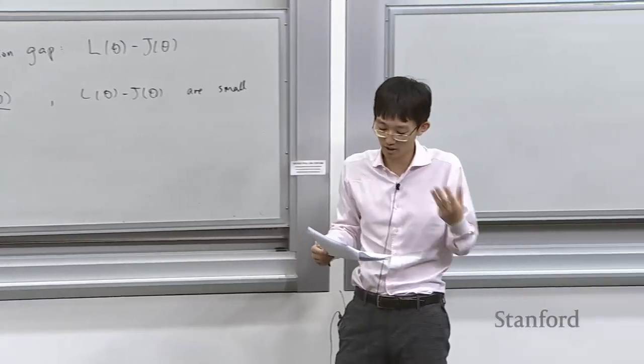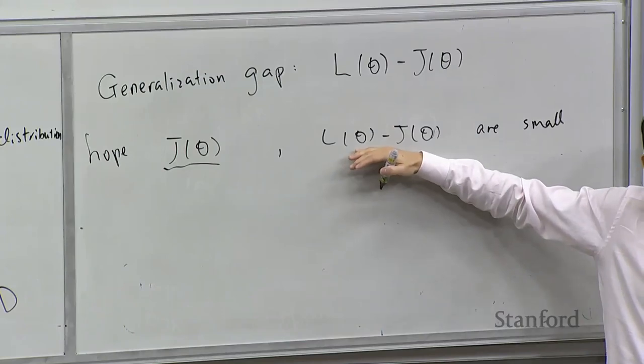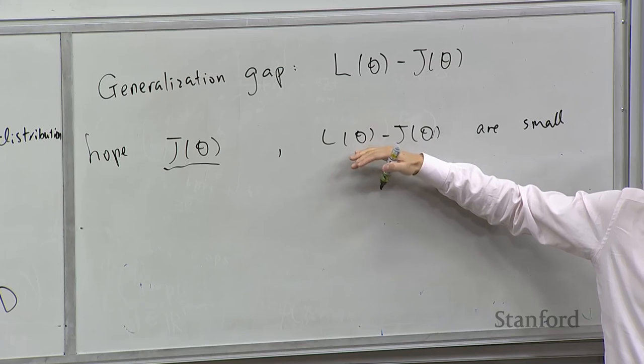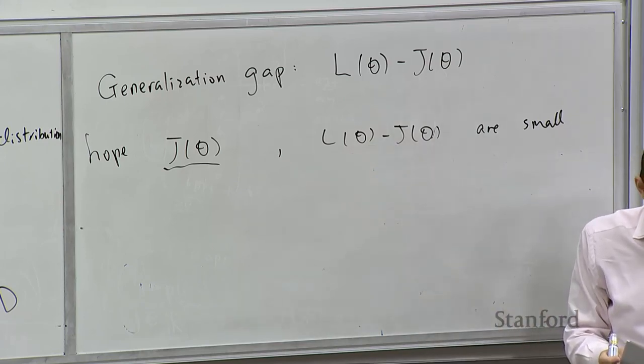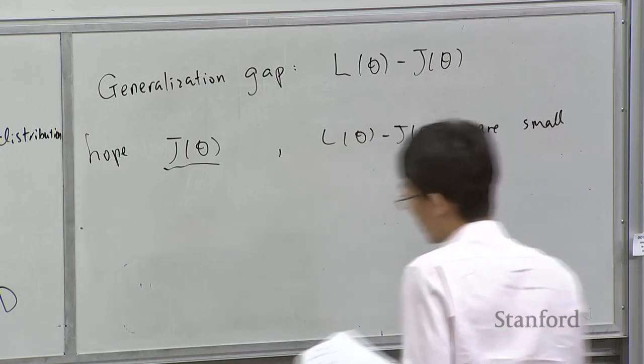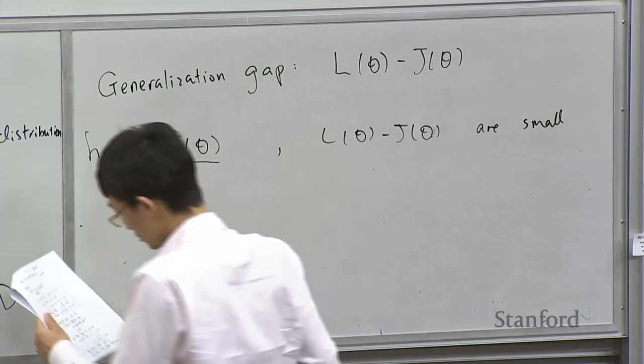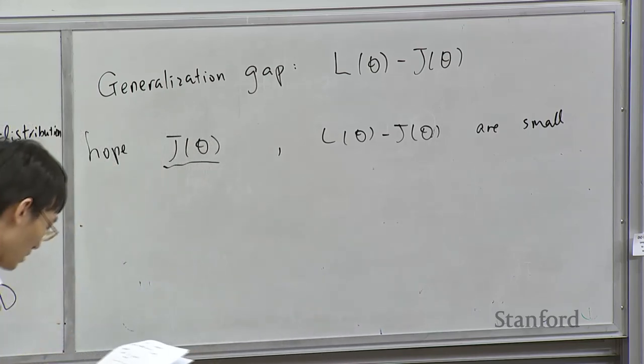And the point of this lecture is to discuss in what cases you can somewhat know this is not too big, when you can hope that this is not too big. Okay. Before getting into more details, let me also define two commonly used terminologies.